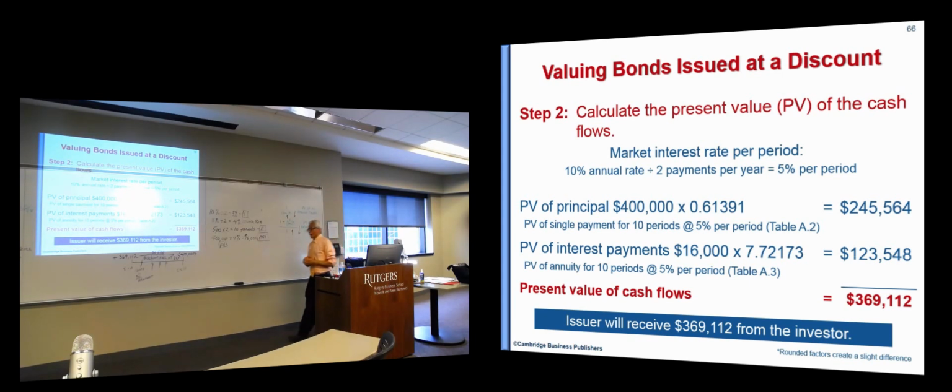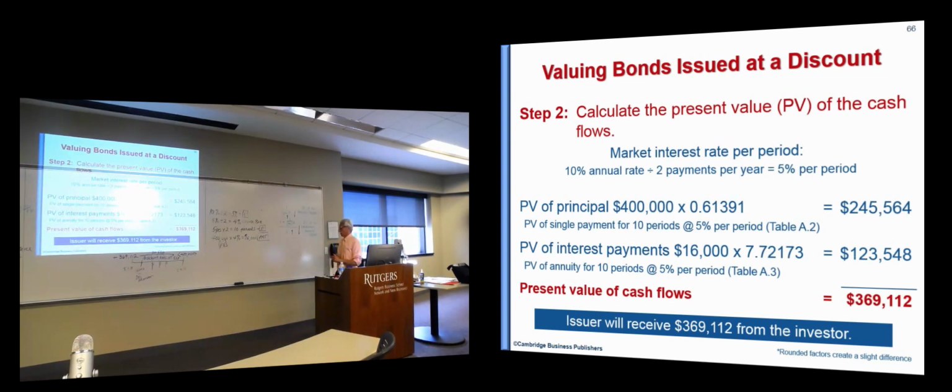Anyone with any problems understanding that the discount is additional interest? The fact that you borrowed 369,112 and you have to pay back 400,000, that's the cost of borrowing. The other way to look at it is you only have the ability to use 369,112. That's all you have to use to get a rate of return, and you still have to pay back the 400,000. So your cost of borrowing is higher. And now, of course, in equilibrium, your cost of borrowing goes to 10%, or 5% semi-annual.